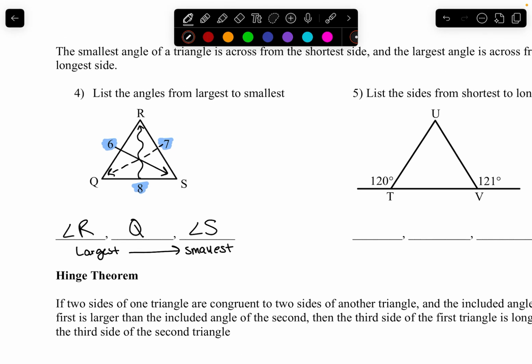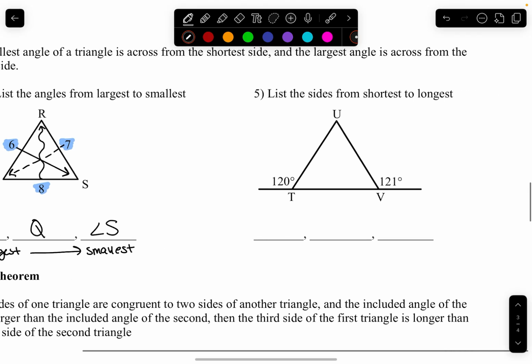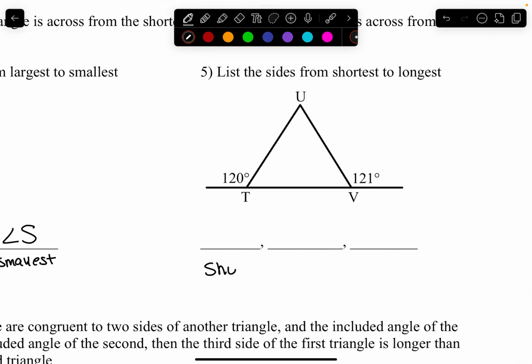The same is true going the opposite way. So the largest side goes with the largest angle. The largest angle would go with the largest side. So it's just the opposite of what we just did. Okay, now we want to list the sides from shortest to longest.